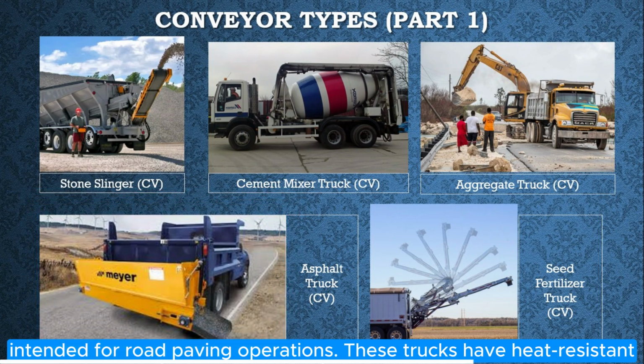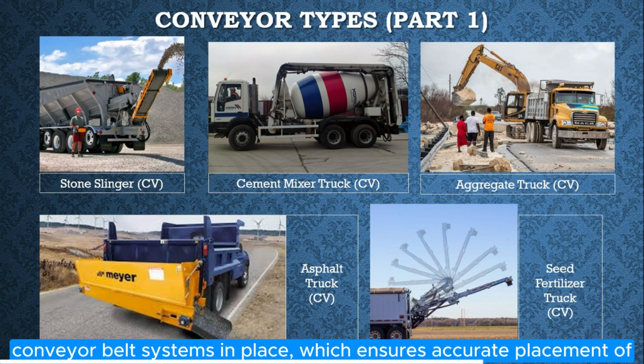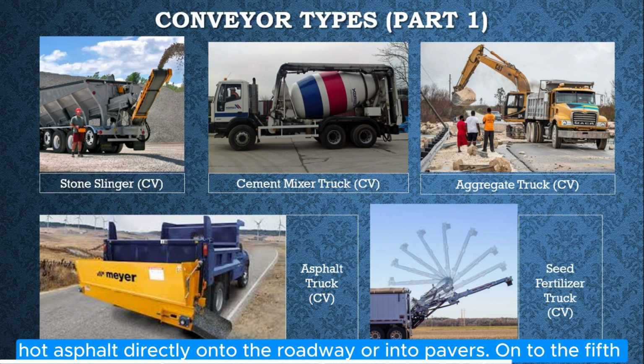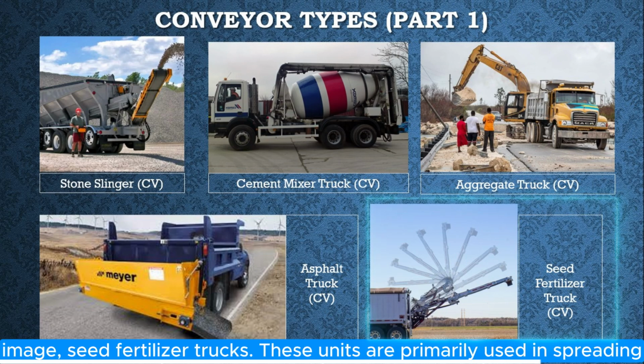The fourth truck is another common CV truck type, which is intended for road paving operations. These trucks have heat-resistant conveyor belt systems in place, which ensure accurate placement of hot asphalt directly onto the roadway or into pavers. Okay, on to the fifth image.